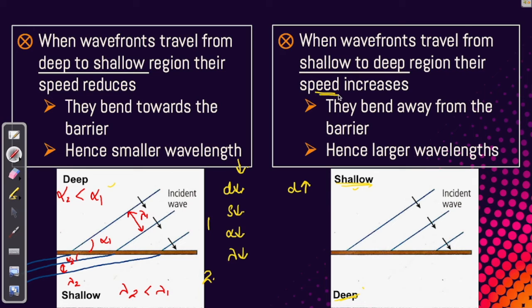What happens to the speed as a result? The speed increases. What happens to the angle with the barrier as a result? They bend away from the barrier. Let us draw the wavefronts when they are bending away from the barrier. They'll be bending something like this. Let me draw it.